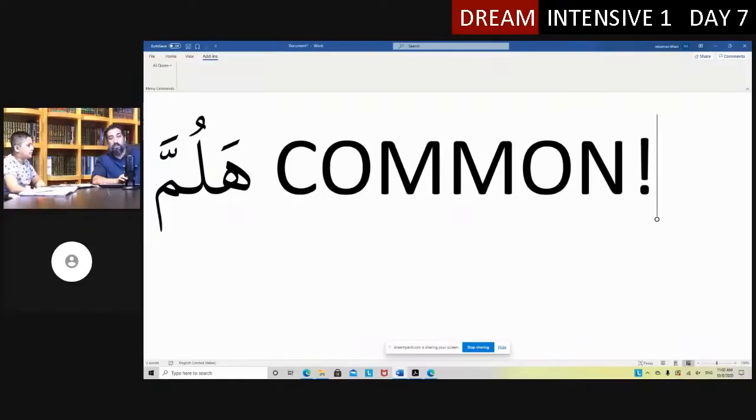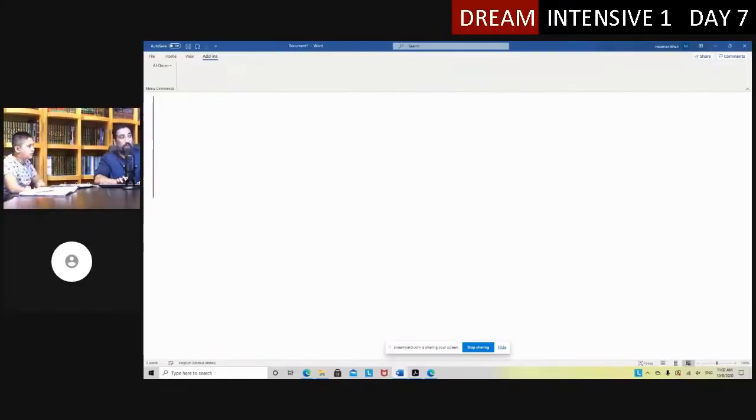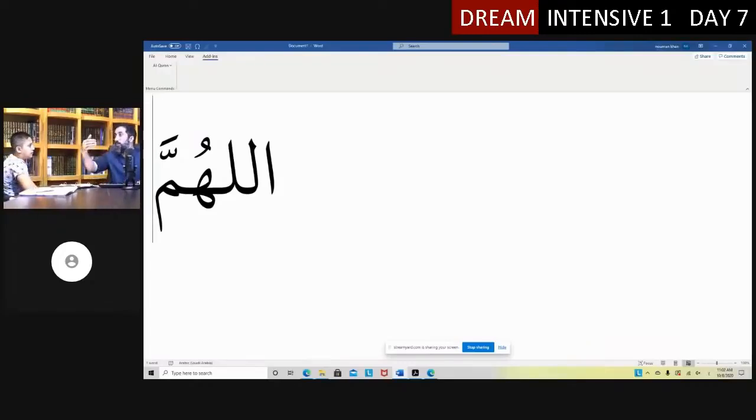And notice what's at the end of the spelling of halumma? Meme with a shadda. And when you call on Allah, one way to call on Allah is Allah, and instead of ya in the beginning, a double meme at the end. Allahumma actually means Ya Allah, or calling on Allah. Oh Allah. So that's actually two different styles.